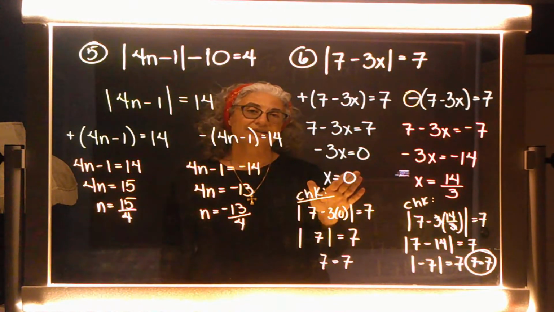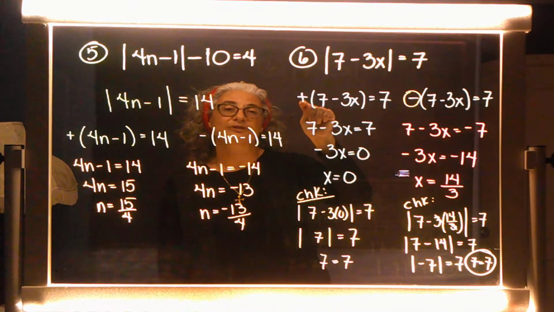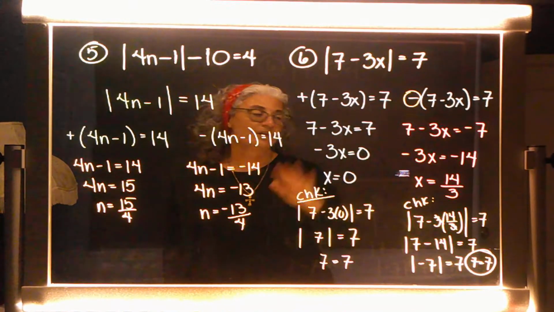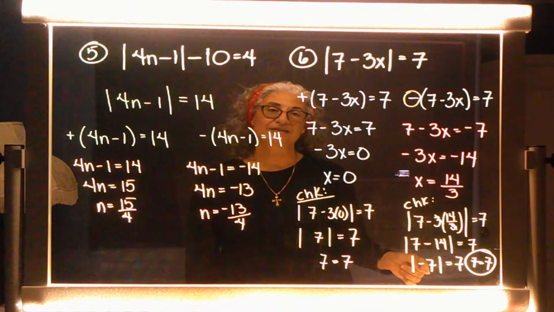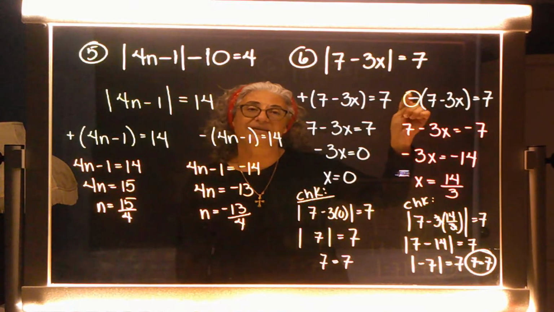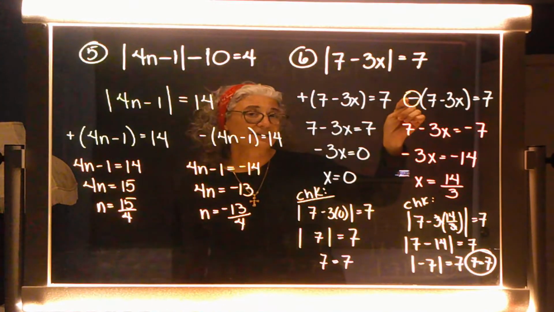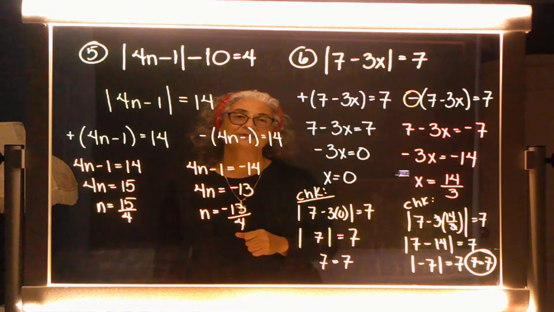When I plugged in the 0, I ended up with the +7 inside the absolute values, because that's how I set up the problem, for it to be the positive. And when I plugged in the 14/3, I ended up with the -7 inside the absolute values, because that's how I set this equation up, to be the negative inside the absolute value. Got it? Okay, stay tuned. Got a couple more problems for us.